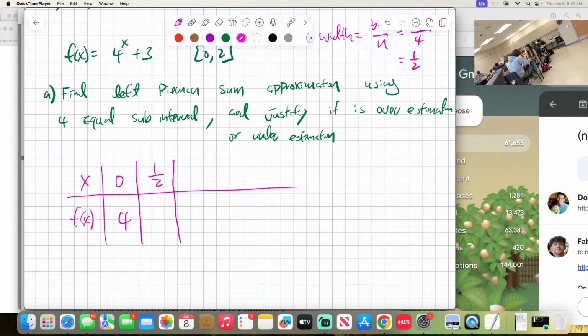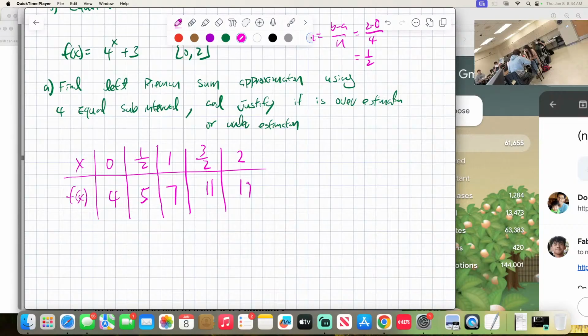If I have a half, that would be 5, right? 4 to the half power is 2, so 5. And if it's a 1, then it's going to be 7. And 3 over 2 is 11. And 2 we don't need, but we might need it for right endpoints, right? So 2 is going to be 19.